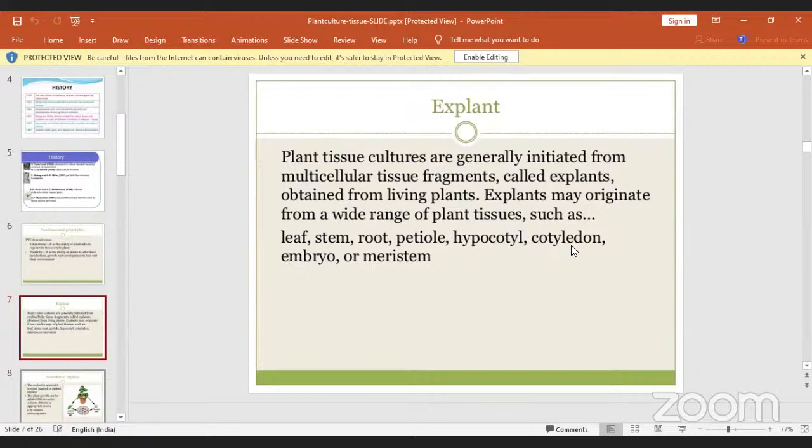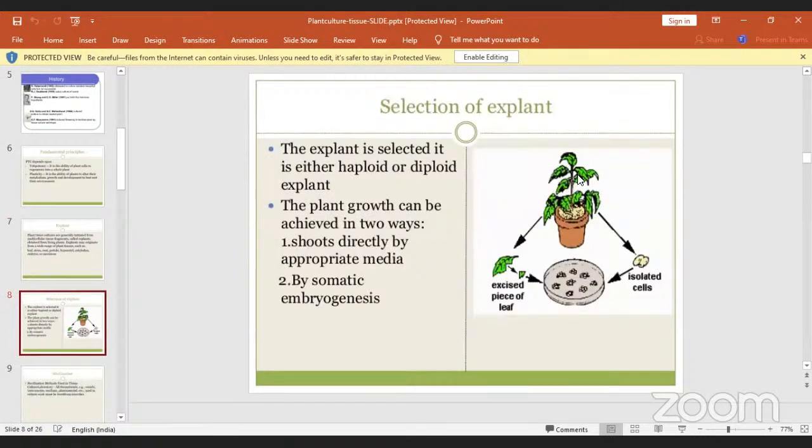Then next, cotyledon, embryo or meristems. So these parts act as an explant. Then next, selection of explant. You see in this image, this is a plant, and the explant is taken from seeds or from leaves. The explant is selected either haploid or diploid. Then next, plant growth can be achieved in two ways: shoot directly by appropriate media, or by somatic embryogenesis.